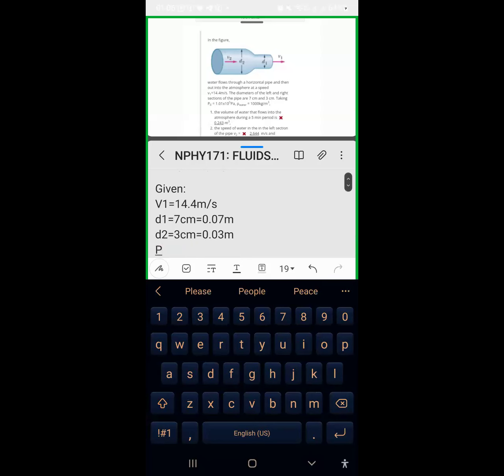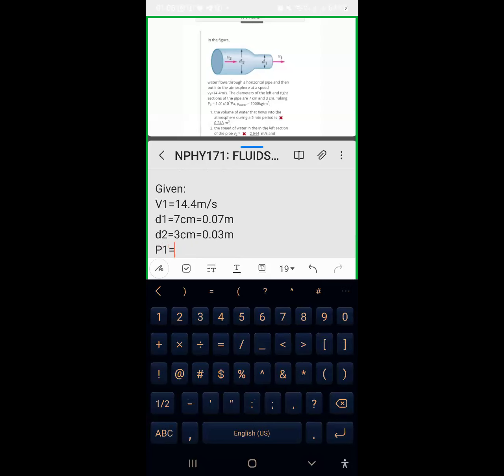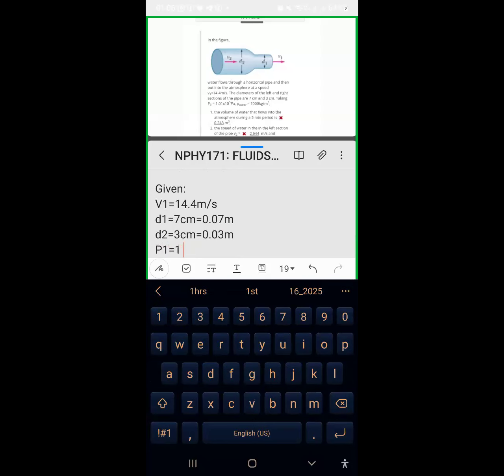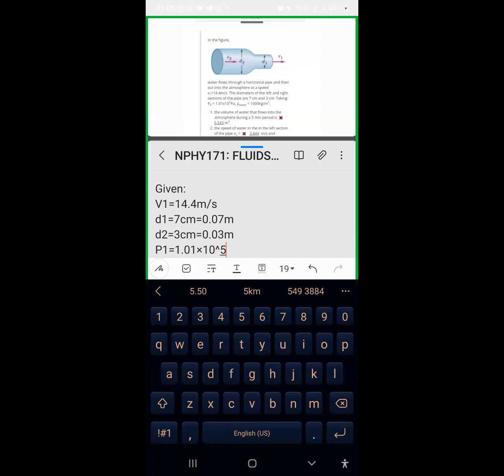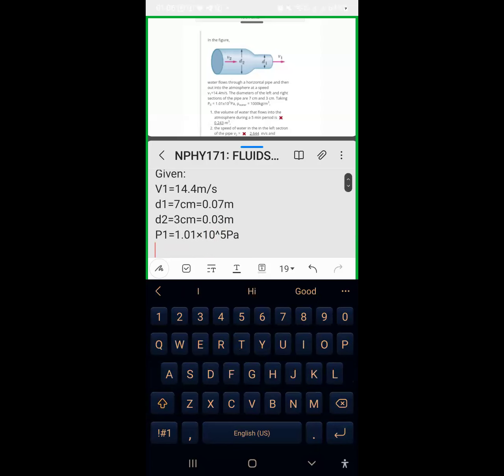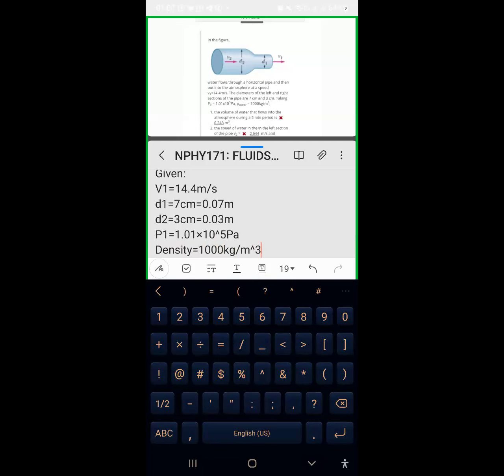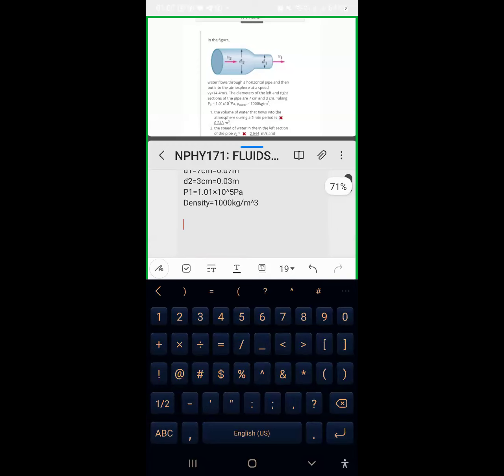We are also given the pressure and the density. This pressure is your P1 specifically, so that will be 1.01, which is your absolute pressure at P1, times 10 to the power 5 pascals. And then we also have the density of water, 1,000 kilograms per meter cubed. So this is the information that we have, and I believe we have enough information to attempt any questions that may arise. So let's look into the first question.